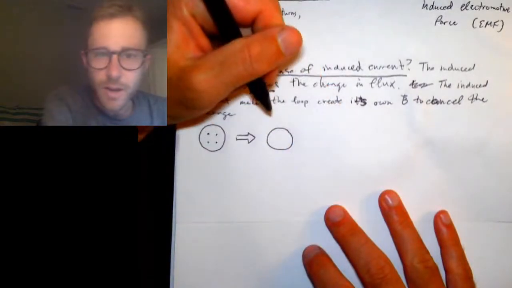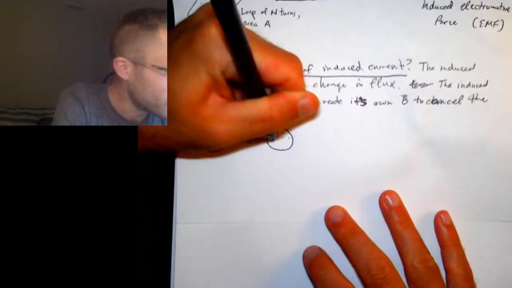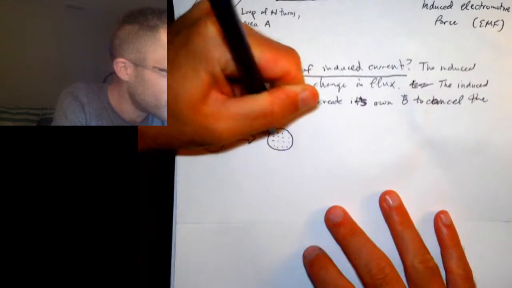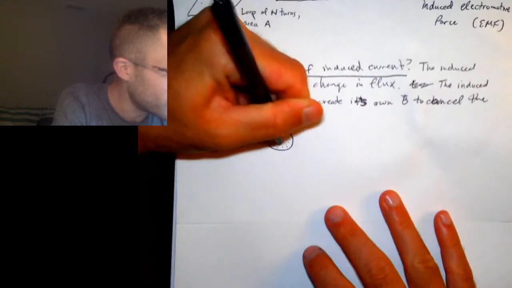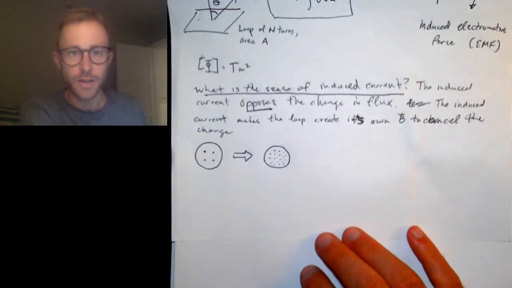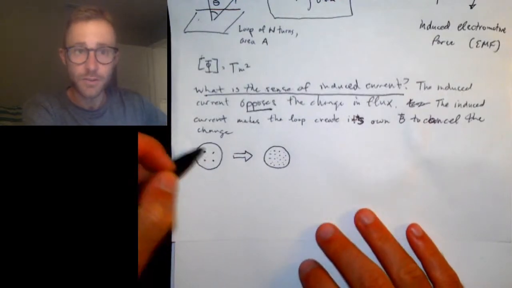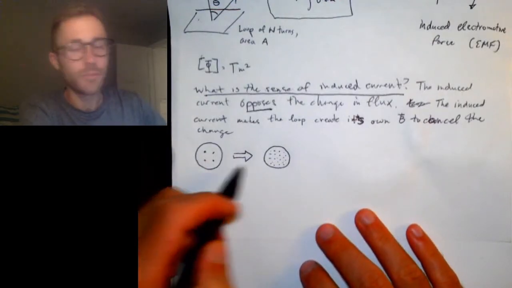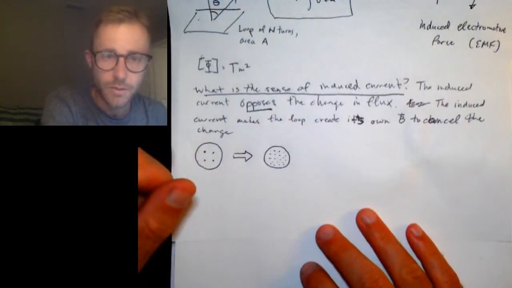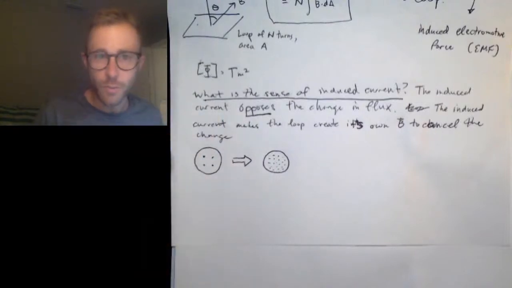Okay, so I am going to draw more lines, more density of lines, because remember, the density of lines is the strength of the magnetic field. So now we have more lines going out of the page. So we have flux out of the page, and then it becomes more flux out of the page. So the loop says, I liked the flux the way it was.